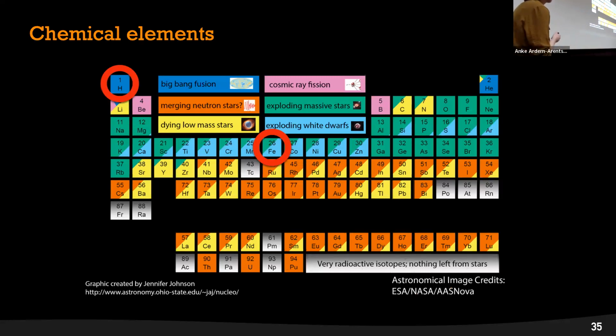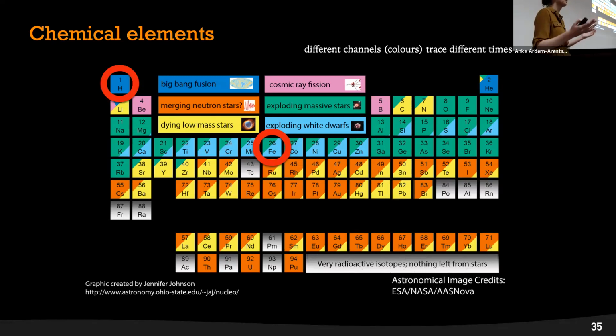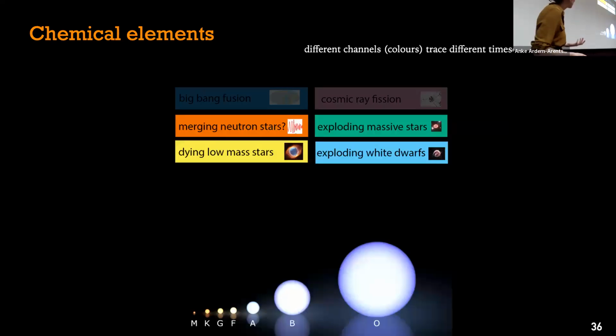So far, all I've used is hydrogen and iron to get the metallicity for a star, but there are all of these different elements that can teach you more about the origins of stars, where they formed, what kind of environment they formed in, a small system, a big system. And all these elements can tell you about that because they formed on different timescales. So these different channels, these different colors, as I mentioned, are formed at different times. And I'll try to clarify that a little bit more.